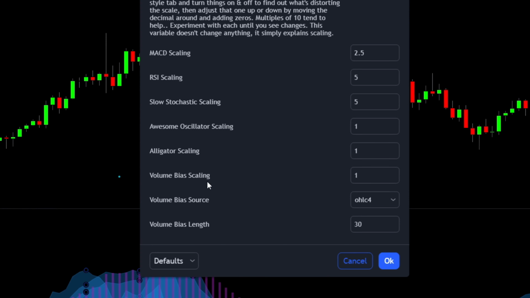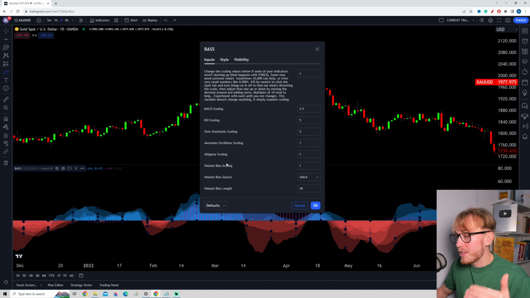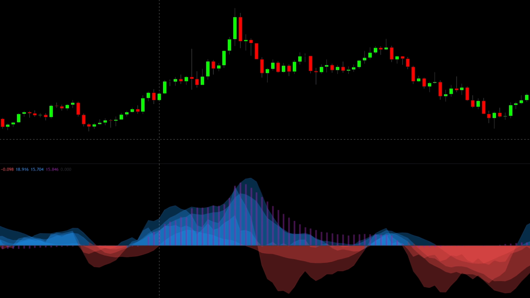to be more precise, we use something called volume bias, and that is a measurement of the volume strength. So this indicator is very comprehensive, very amazing. A big shout out to the maker of this indicator. So now then, how can we use this indicator to try to predict the price direction?